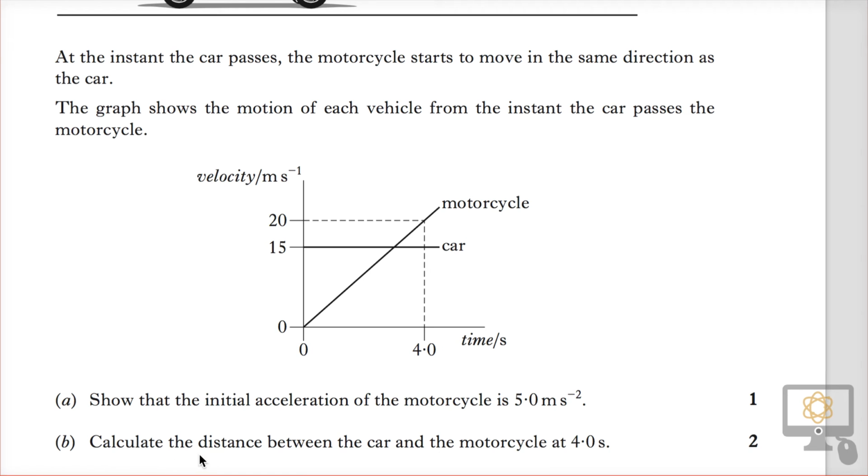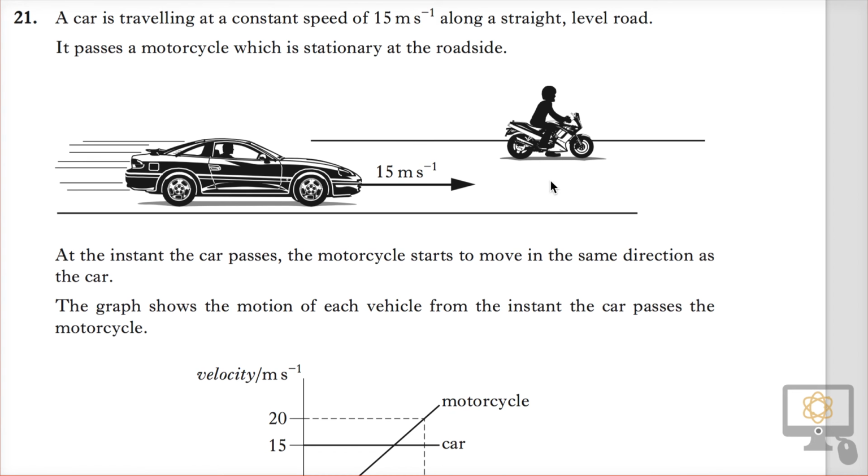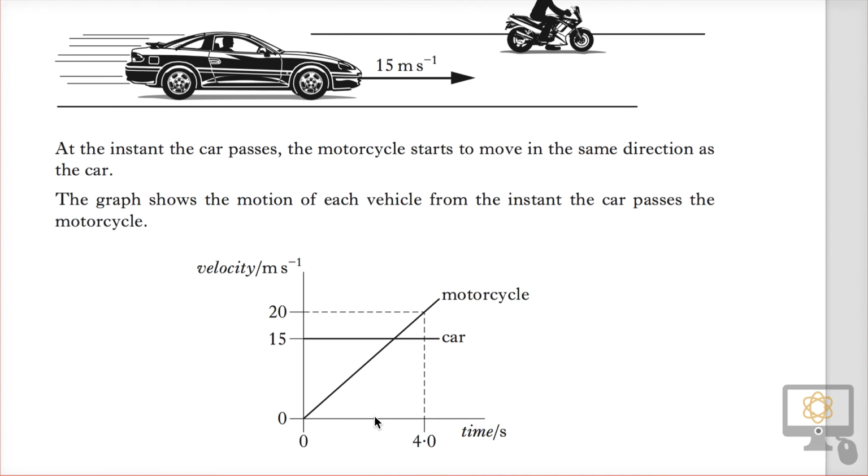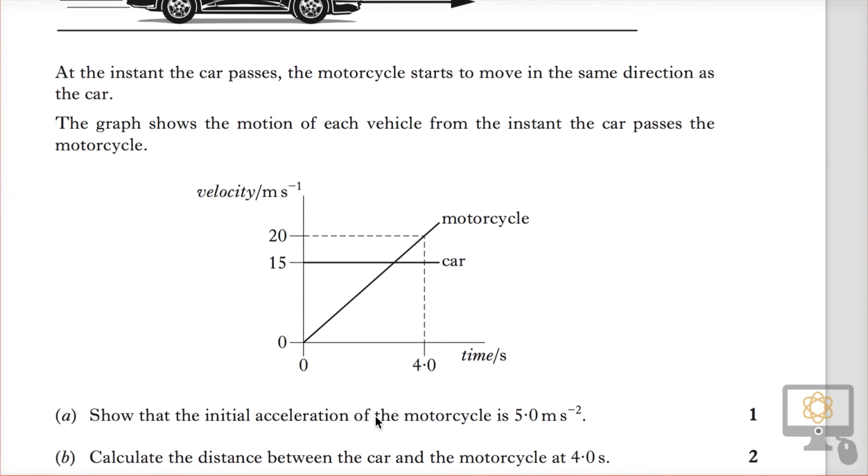And so question B says state or calculate the distance between the car and the motorcycle at 4 seconds. So this is 4 seconds after the point where the car passes the motorcycle. Effectively, one is going to travel farther than the other. What is the distance between them after these 4 seconds? So we have to determine the distance traveled by both vehicles during that 4 second interval. And the easiest way to do that with the speed time graph or velocity time graph is to determine the area under the graph, which is equal to the displacement in this case.